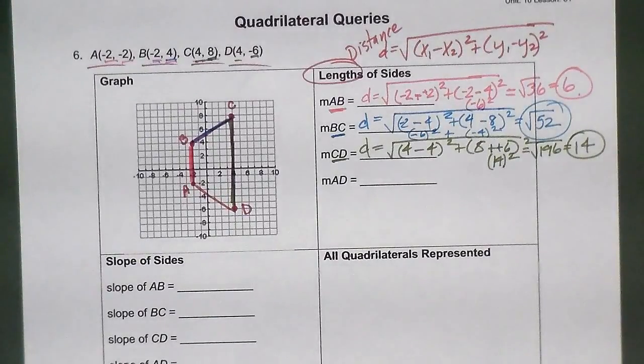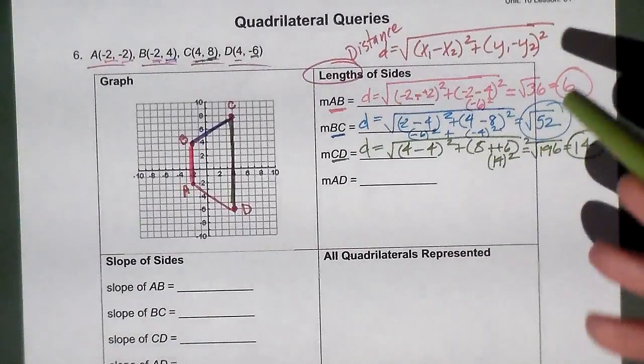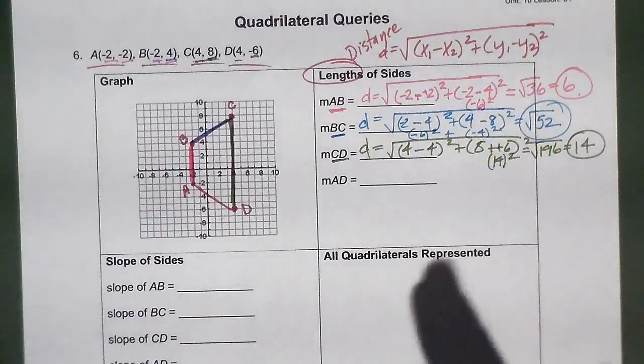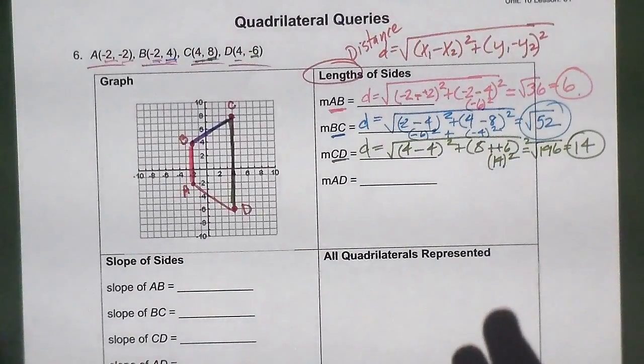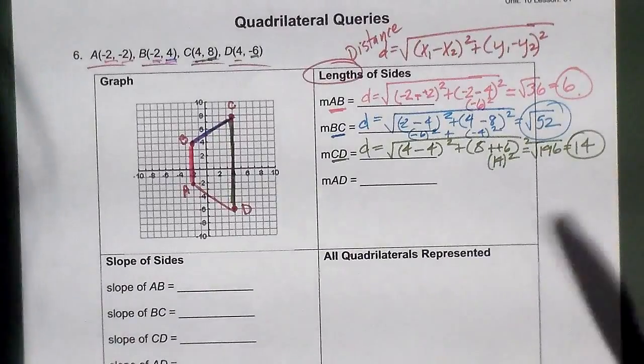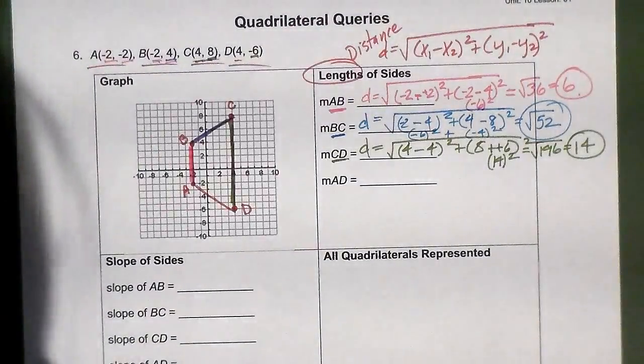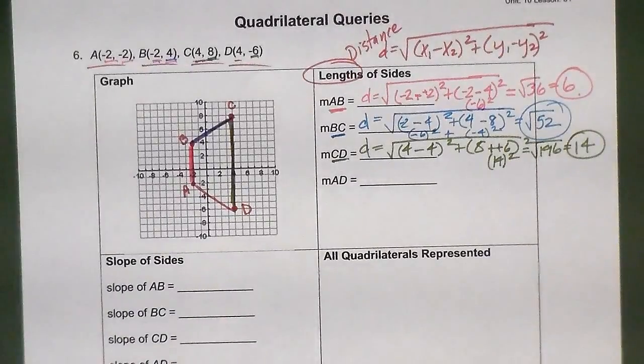Now I've shown that it cannot be a parallelogram, because if it were a parallelogram, at least one pair, or both pairs, of opposite sides would be congruent. I've got 3 completely different lengths here. I don't have anything that matches so far, and I've got one side left. So it's probably not going to be a parallelogram, but we can verify that.